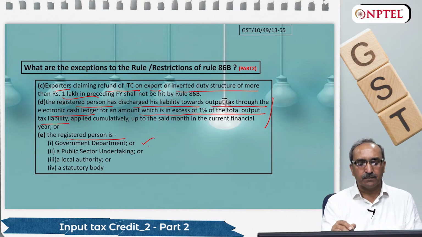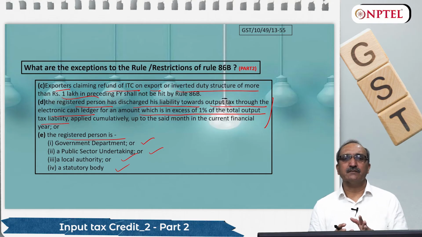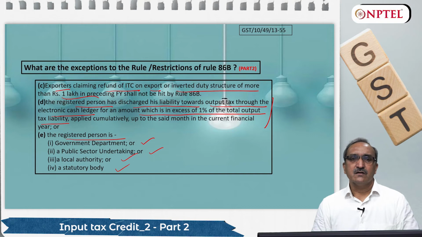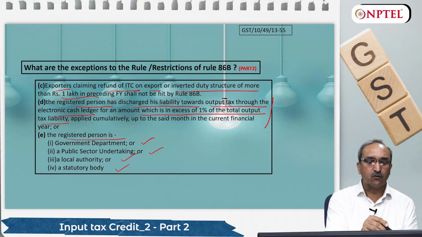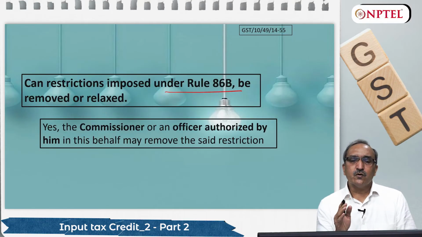Registered persons like government departments, public sector undertakings, local authorities, statutory bodies, this rule is not applicable. Such provisions sometimes make the law complicated, but as students of law, we need to understand these concepts, understand the business transaction, understand the constitution of the business, and then act accordingly.